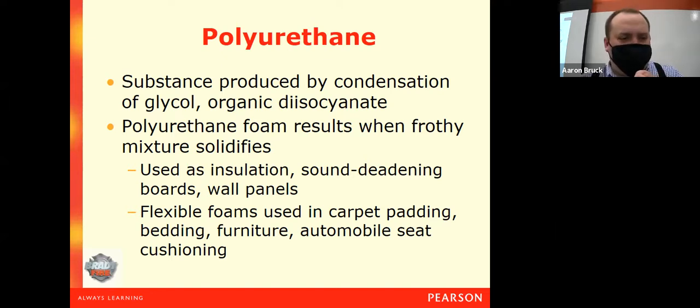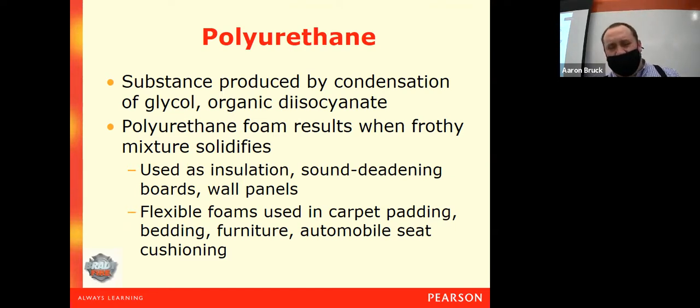So with polyurethane, we can also see it used for flexible foams. This can be made into things like mattress pads, the padding that goes underneath carpet to help it feel soft to the touch on your feet, cushions in your furniture. So usually your couch cushions are made out of polyurethane foam. The seat in your car is usually made out of polyurethane foam to give it some cushion.